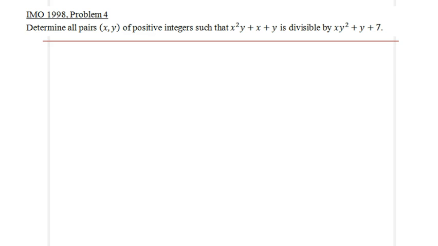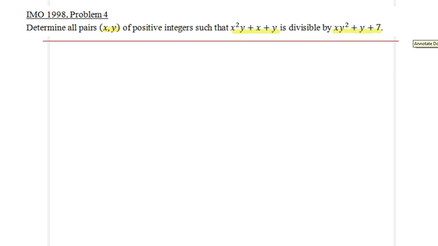Hello everyone. In this problem we will be going over an IMO 1998 problem, problem number 4 to be exact. Here's a view of this problem. Determine all pairs of positive integers x and y such that x squared y plus x plus y is divisible by the following expression in terms of x and y again.